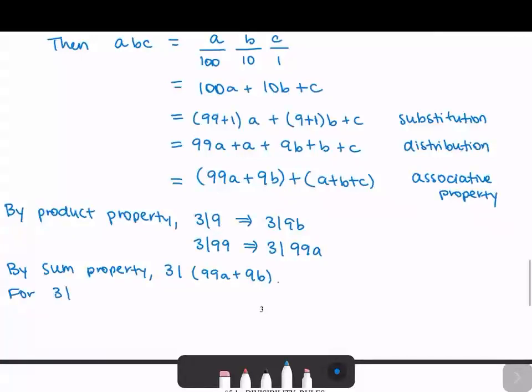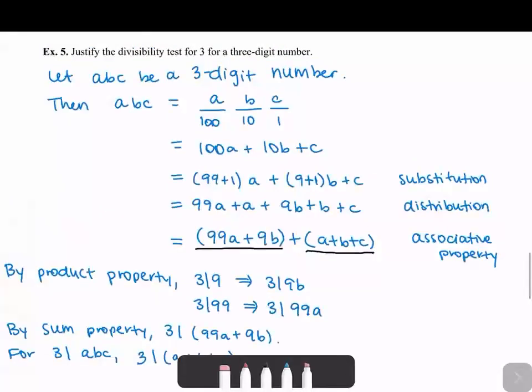So for 3 to divide ABC, 3 must divide A plus B plus C for the exact same reasons as before. We already know that 3 divides this part. So for it to divide the whole number, it also has to divide this part. And that's exactly the test that we were looking for, right? That a number is divisible by 3 if 3 divides the sum of the digits. And again, you can do this exact same thing for the test for 9. That's almost the exact same as this.